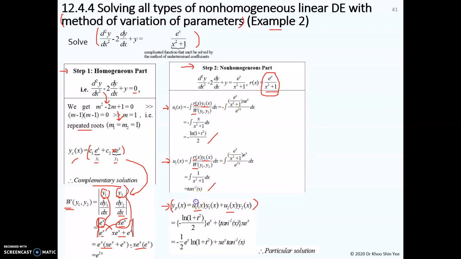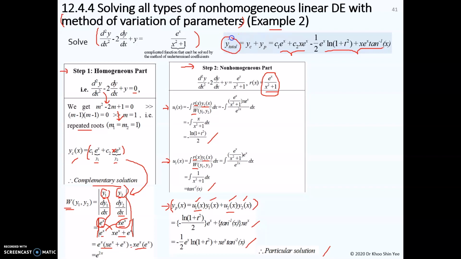Then you have succeeded in obtaining the u1, u2 and the y1, y2. So after you substitute, you should obtain this. After you simplify it further, this is the final answer for your particular solution. Lastly, don't forget to combine the complementary solution and the particular solution to obtain the total solution. And this is the final answer for the second order ODE here.